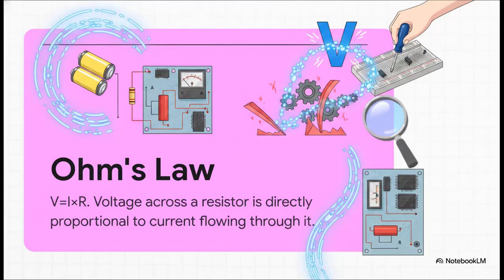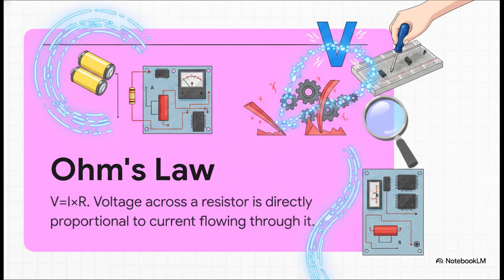Way back in the 19th century, a brilliant German physicist named George Simon Ohm was investigating how electricity behaved. And from his incredibly tedious experiments came this beautiful, elegantly simple equation, V equals I times R. Now, if you do anything with electronics, you already know this is literally the absolute bedrock of circuit analysis.